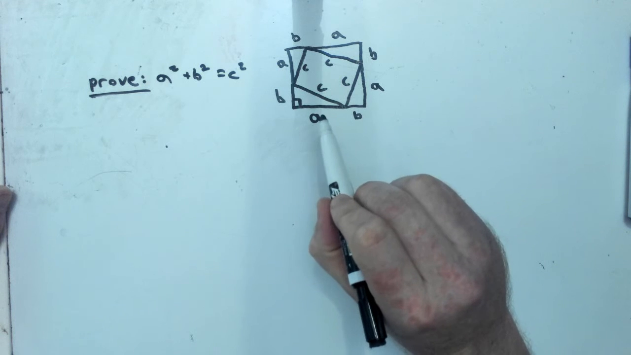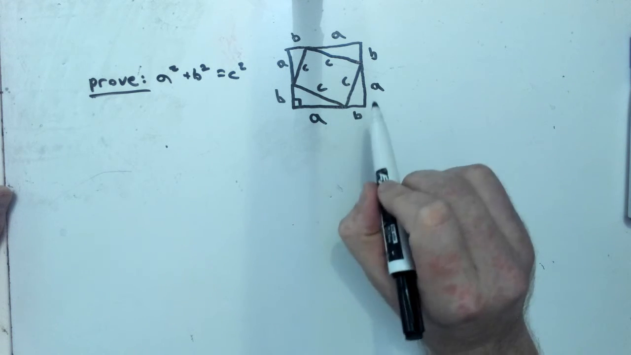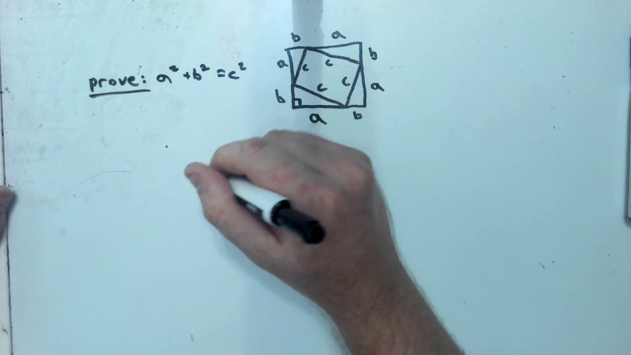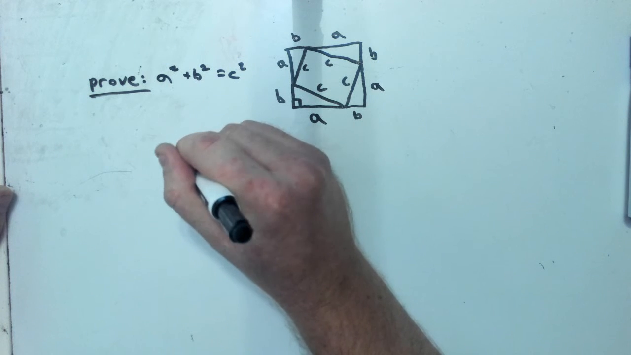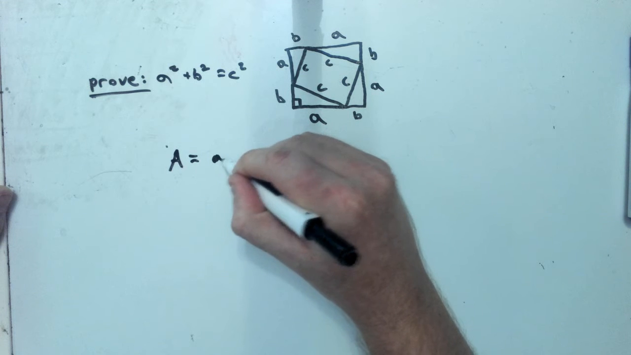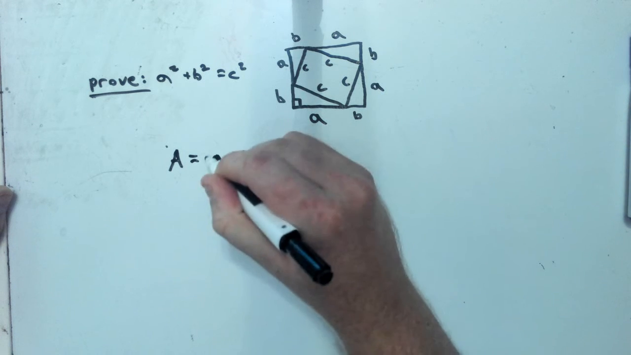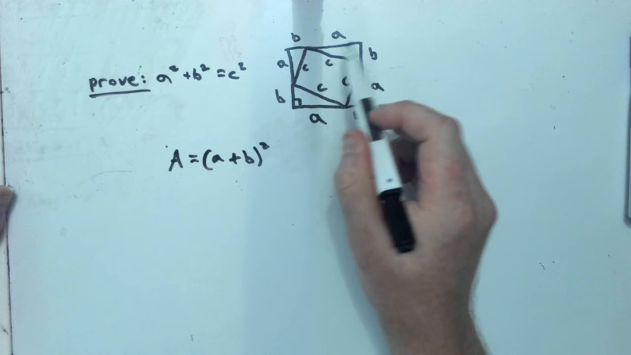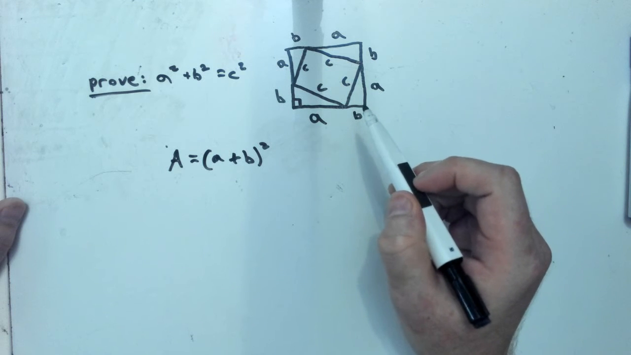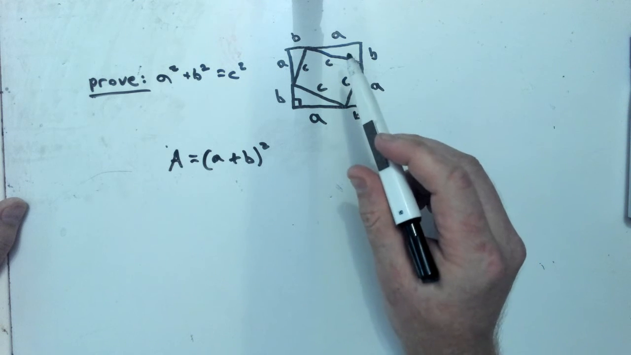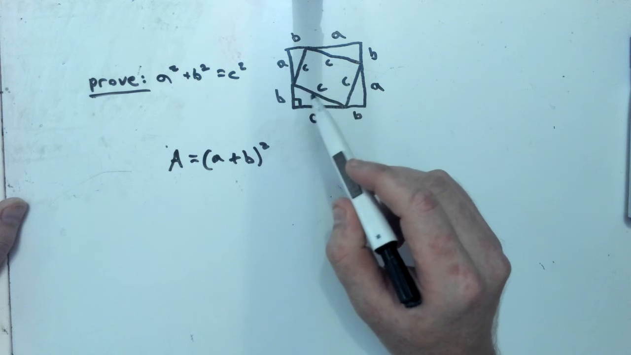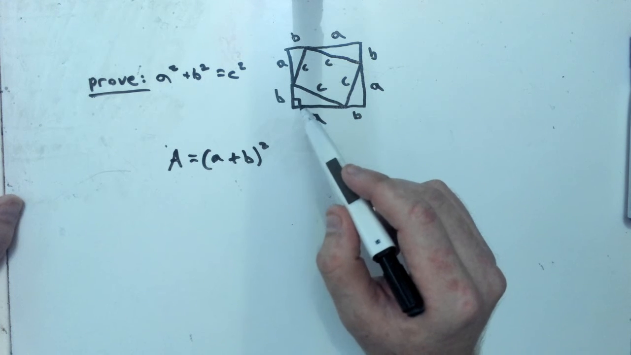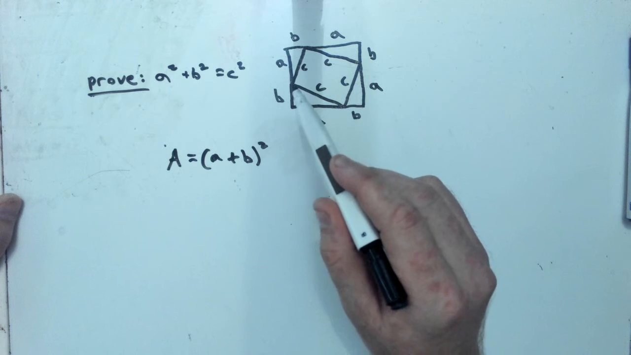This square has side lengths of A plus B on all sides. So if I wanted to look at the area of this square, then I could say that the area of this square is A plus B squared. That's when I look at the whole figure here. Well, what happens if I look at the individual pieces that I've created here? What do I have? I have 1, 2, 3, 4 triangles that are all the same triangle, right?